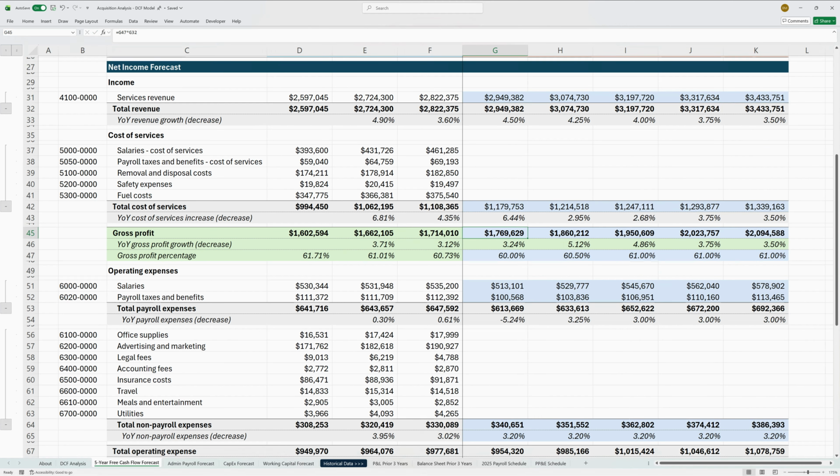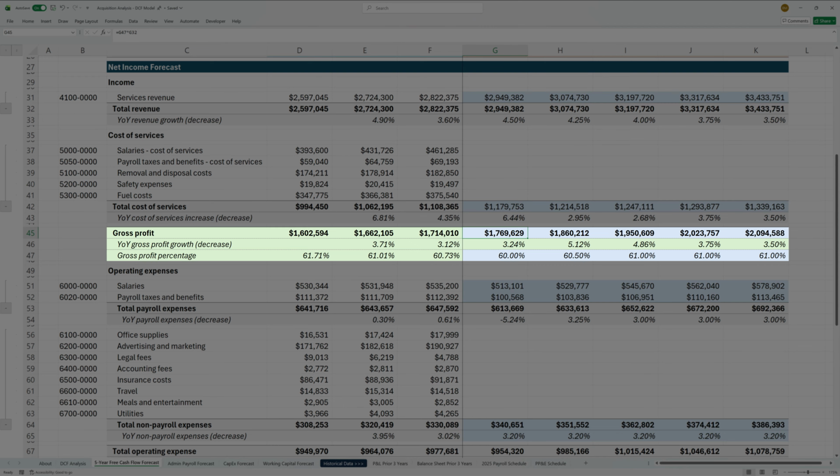Then for our gross profit, we simplified this quite a bit, and instead of forecasting each individual account, we've simply estimated a gross profit percentage we feel the company can achieve under our management. You can see the gross profit percentage has slowly decreased over the last 3 years, and we're estimating that it will continue to do so in the first year after acquisition, before rebounding back to 61%.